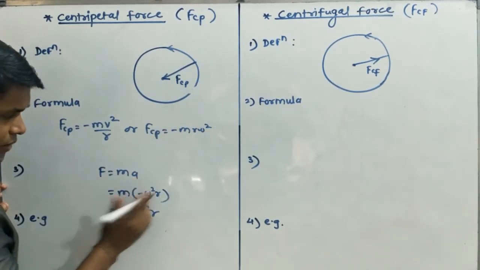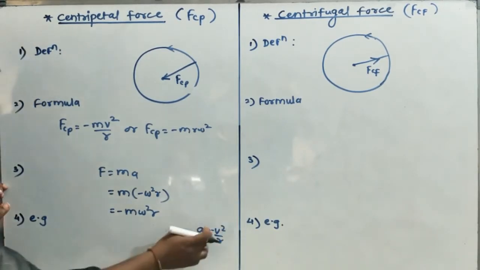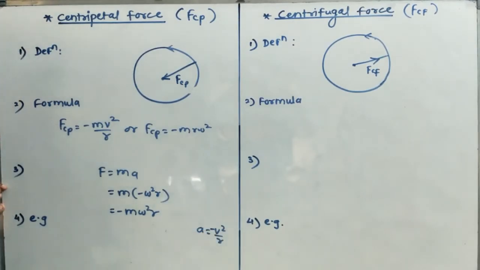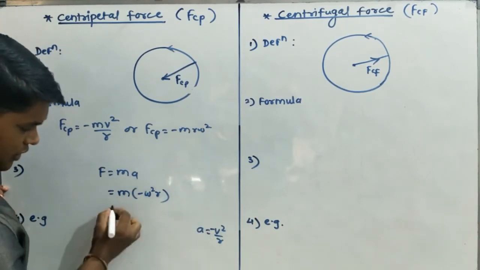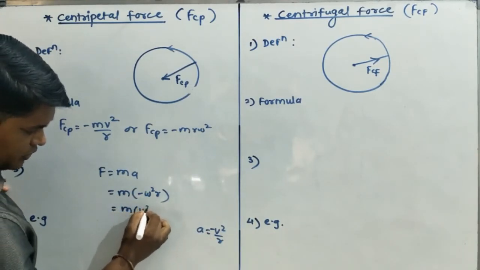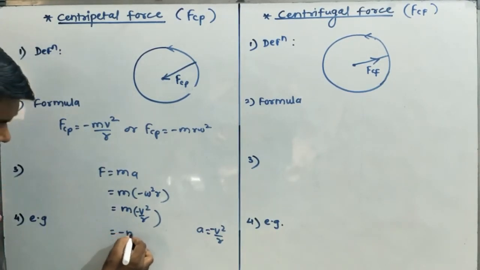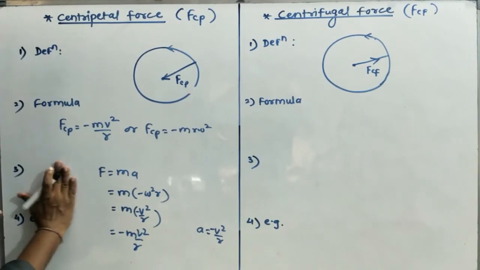Again we have acceleration a is equal to v square upon r. The acceleration of the particle is v square upon r, or minus v square upon r. So here we get, if we put omega is equal to v upon r, m into v square upon r. Understood? So we get minus m v square upon r. This is the formula for centripetal force.